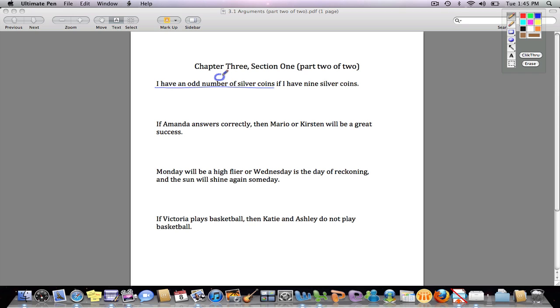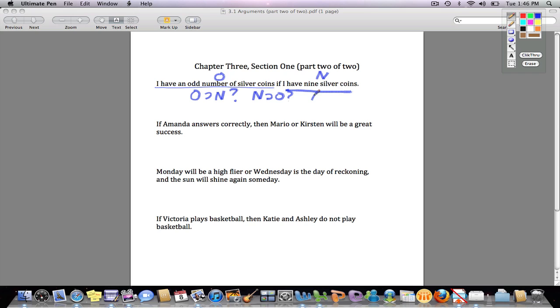Let's call that O. And the second proposition is I have 9 silver coins. Let's call that N. Now, the question basically we'll ask is: is this O horseshoe N, which means if O then N, if I have an odd number of silver coins, then I have 9 silver coins? Is it that, or is it N horseshoe O? If I have 9 silver coins, then I have an odd number of silver coins.